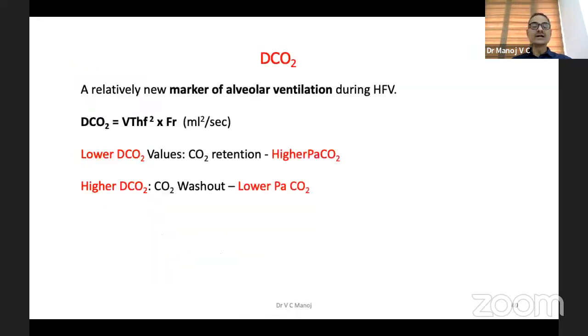So we have a new concept, which is something like your alveolar ventilation in conventional ventilation, that is DCO2. We said minute ventilation is a product of tidal volume and frequency, whereas DCO2 is a product of VTF squared and frequency squared. So then it makes sense. Lower DCO2 means you have less ventilation happening and high PaCO2. Higher DCO2 means more ventilation happening and lower PaCO2.